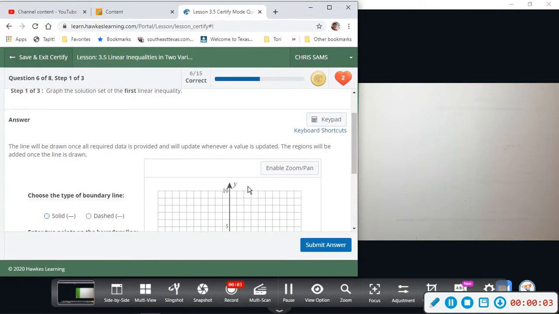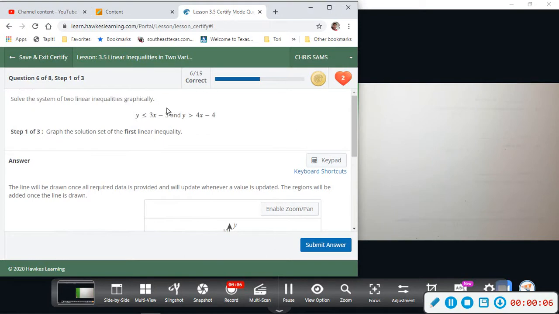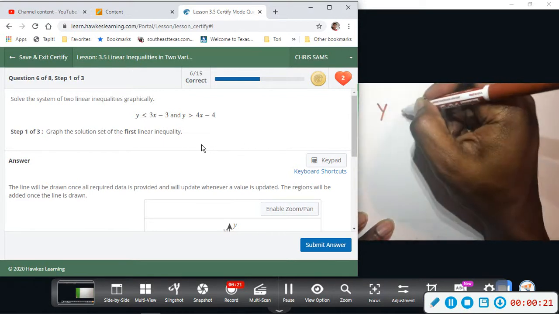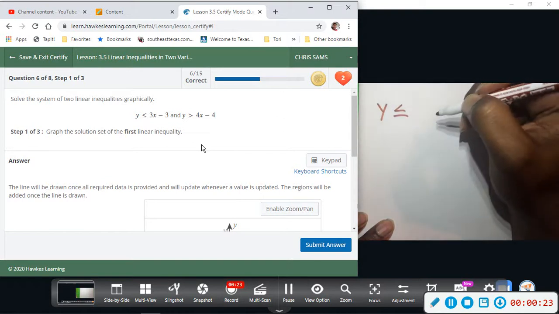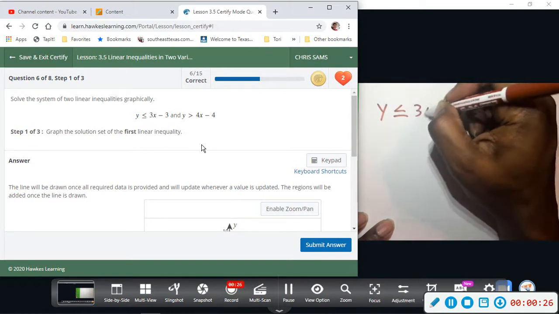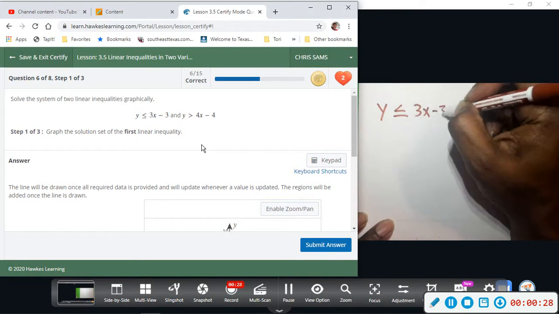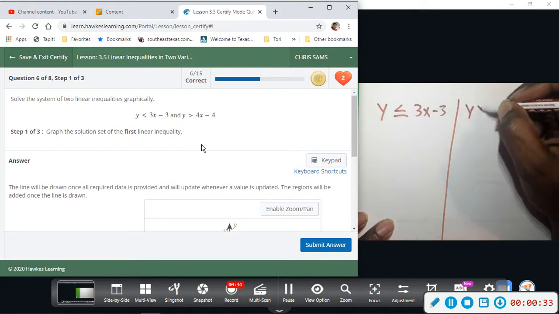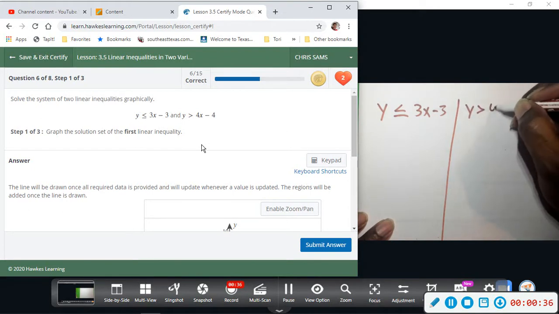Alright, number 6, we want to graph these two inequalities. These are nicer. They're already in slope-intercept form for us. And this is the way I would prefer to graph them. So the first one, I'll go ahead and do everything together. Y is less than or equal to 3x minus 3. And then the other equation, y is greater than 4x minus 4.